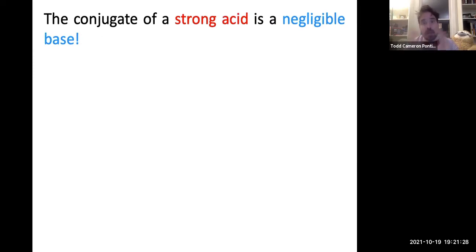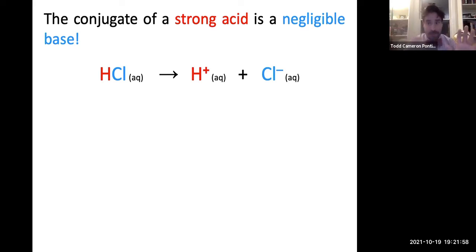Now, a big difference between weak acids and strong acids, well, the fundamental difference is the extent to which they dissociate. The conjugate of a strong acid is a negligible base. And we can see that if we consider what type of arrow a strong acid uses. So take, for example, hydrochloric acid, HCl. When it goes all out, it dissociates into H plus and Cl minus. This is a one-way street. H plus and Cl minus are never getting back together. They are done with each other.